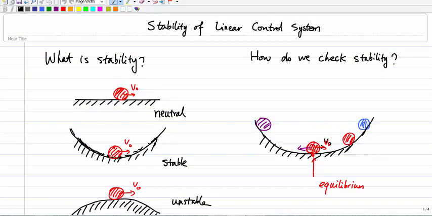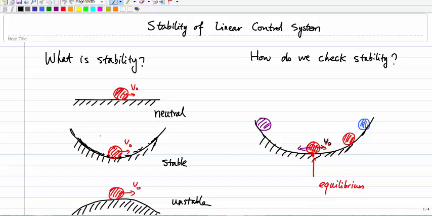The first example is I put a ball on a flat surface. If I apply a force to this object, for example, I can move it left and right along the surface. Of course, assuming there's no friction between the ball and the surface, so you can move it left and right freely.